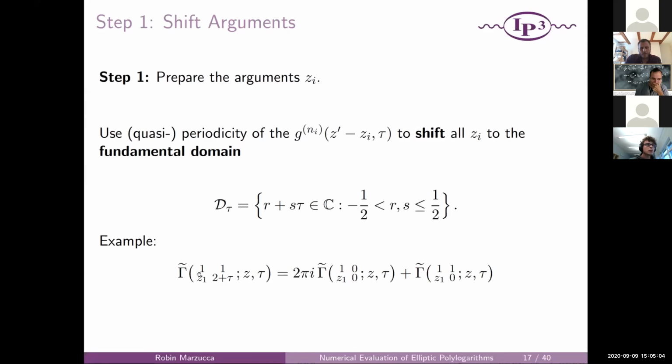Here, let's assume z1 is already in this domain. Then here we can shift the integer values essentially for free. And then when we shift by tau, the quasi-periodicity kicks in, and we get a sum of two terms, the first of which has a 2 pi i here. Okay, so that was step one.